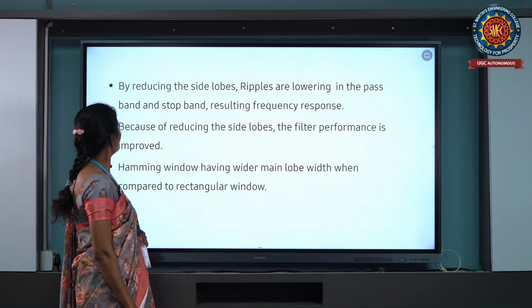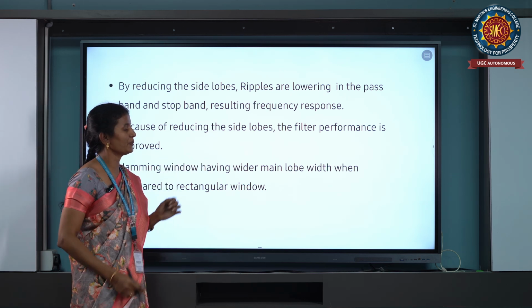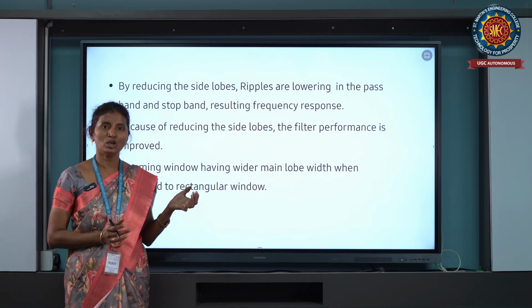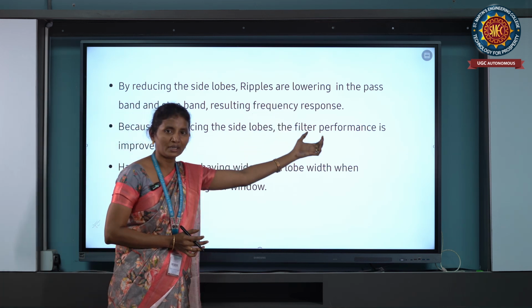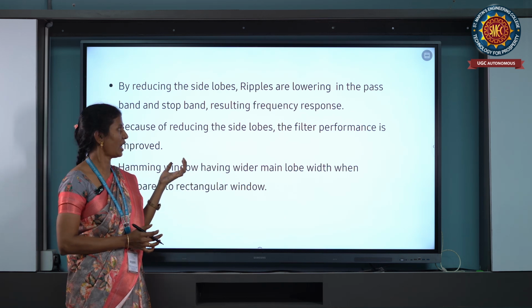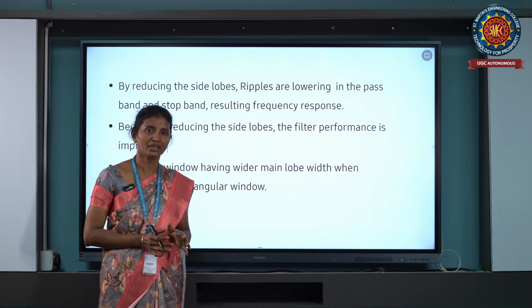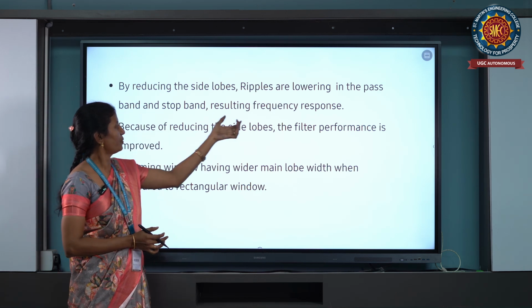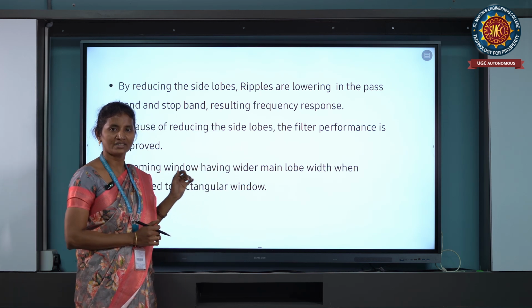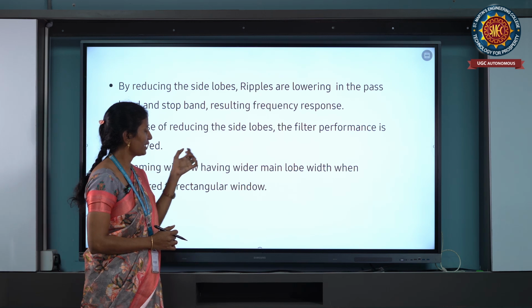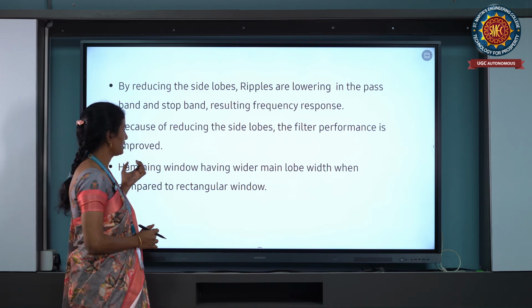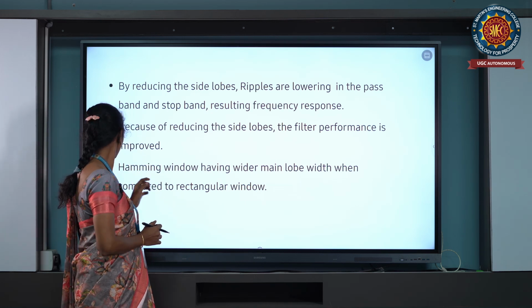It is used to reduce the side lobes. Reducing the side lobes means the ripples are lowered at the pass band and stop band. By reducing the side lobes of the frequency response of the Hamming window, these ripples are lowered at the pass band and stop band, resulting in an improved frequency response, because by reducing the side lobes, the filter performance is improved.